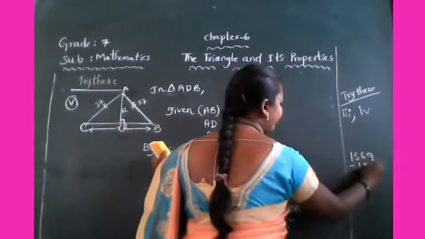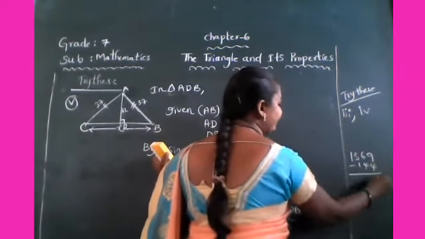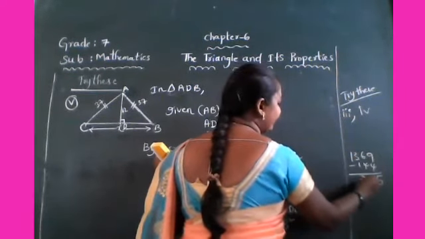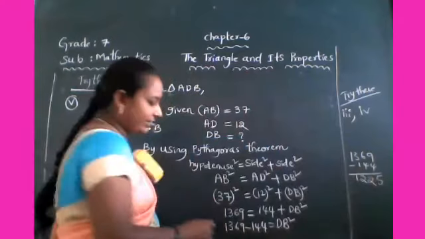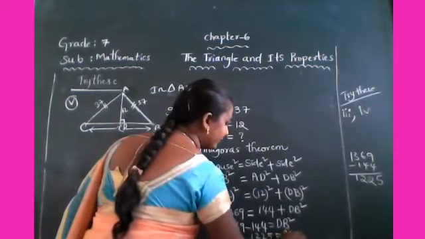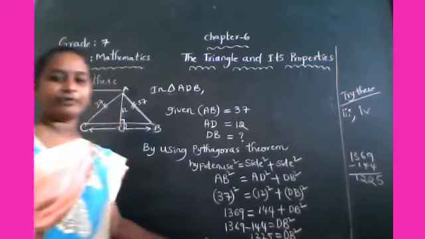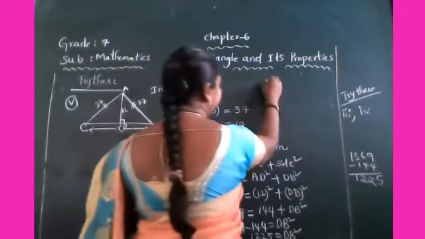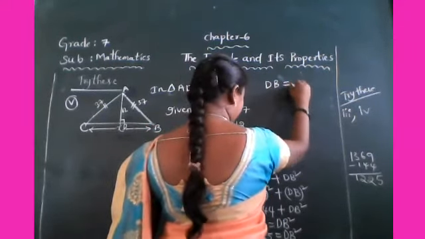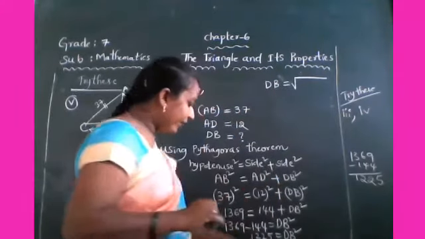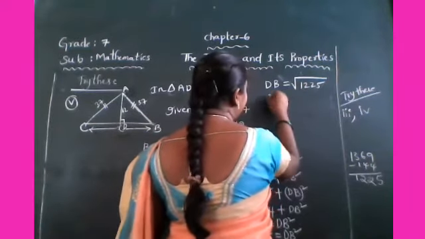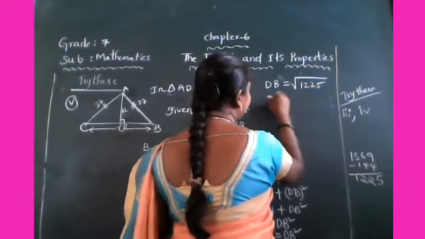1369 minus 144. 9 minus 4, 5. 6 minus 4, 2. 3 minus 1, 2, and 1. So you got here 1225 is equal to DB square. We have to find DB only. So we want DB, so this square becomes root. Root 1225. What is the root of 1225?